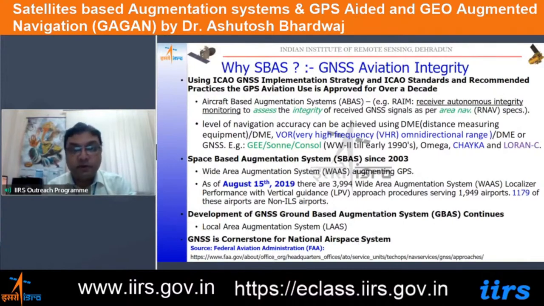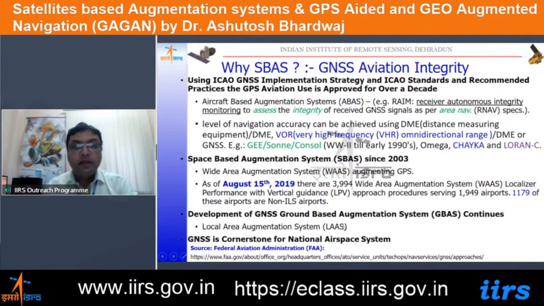So almost about 4,000 airports have the localizer systems for performing, and about 1200 of them are non-ILS airports. That means their taking off, landing, or the ATC control, all of those things are going through the GNSS. Their landing and taking off operations are fully controlled by the GNSS-based SBAS systems. That is the WAAS in case of the US.